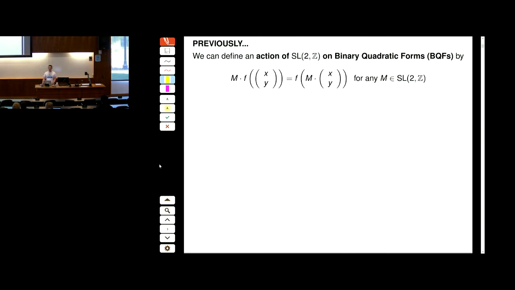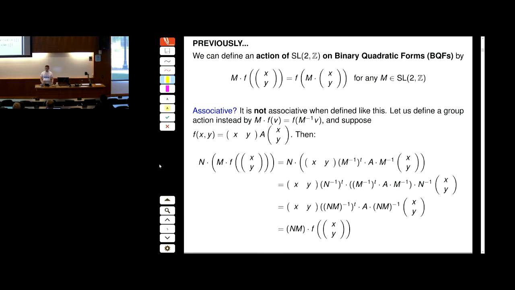If you remember, in lecture 2, somebody asked me, is this action associative? And I said, no, it's not. And then I thought, maybe it is. And then I convinced myself that it was, but it's not. So it is associative. It's not defined to be associative. I don't know why I said the word action at all. It's supposed to define an equivalence class of binary quadratic forms.